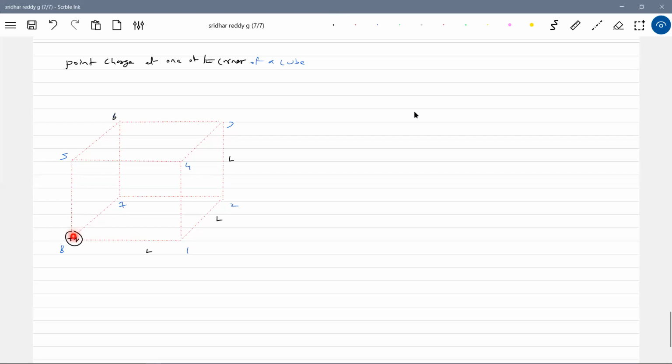Because here you kept a point charge. You draw the lines of force. Definitely the lines of force here will be tangential to surface 5, 6, 7, 8. So therefore, what is the flux through 5, 6, 7, 8? It will be 0. Then similarly, 1, 4, 5, 8.